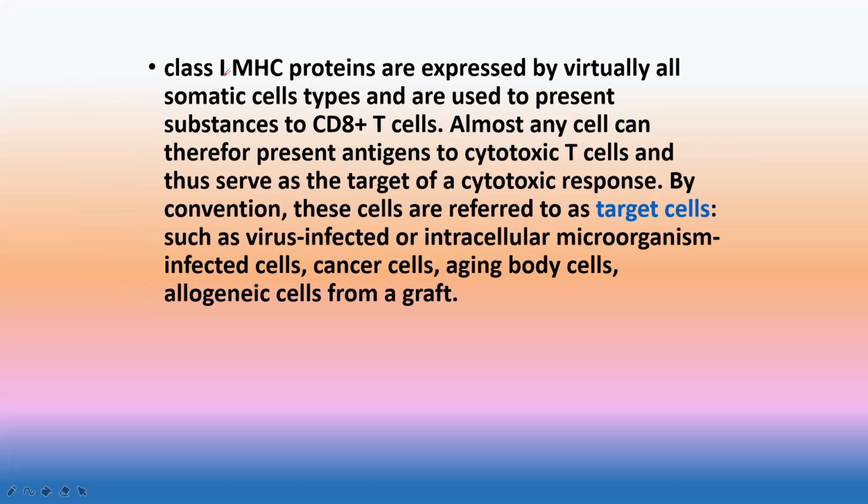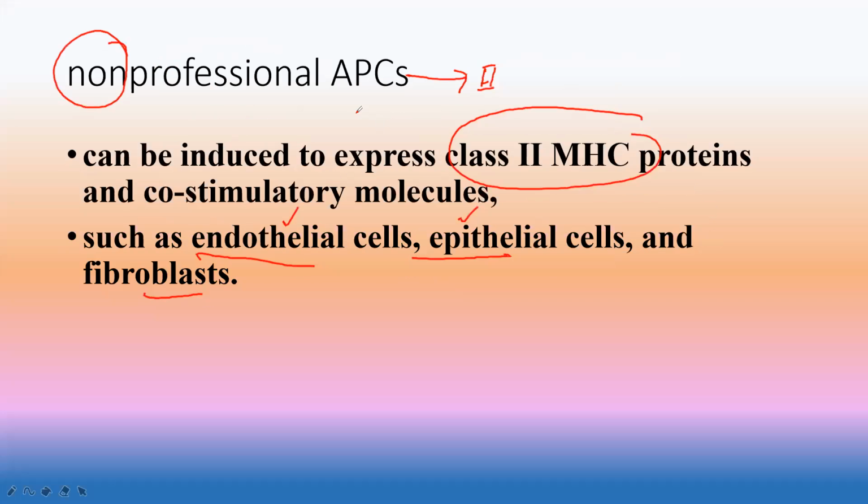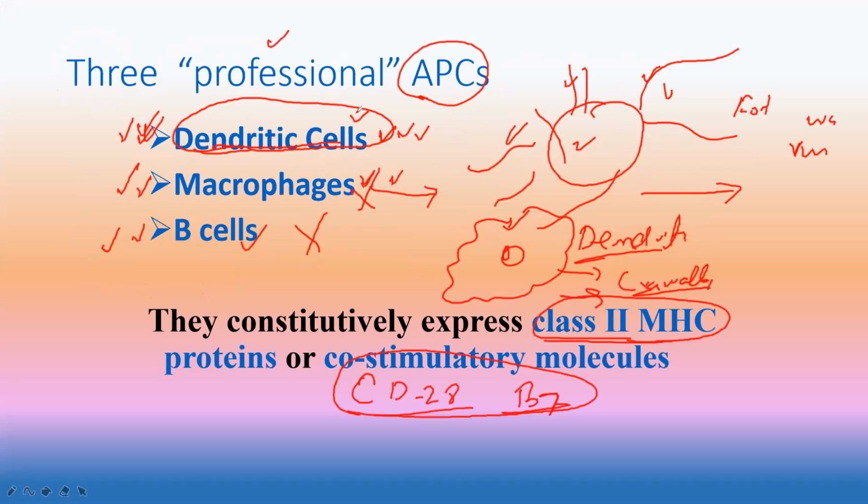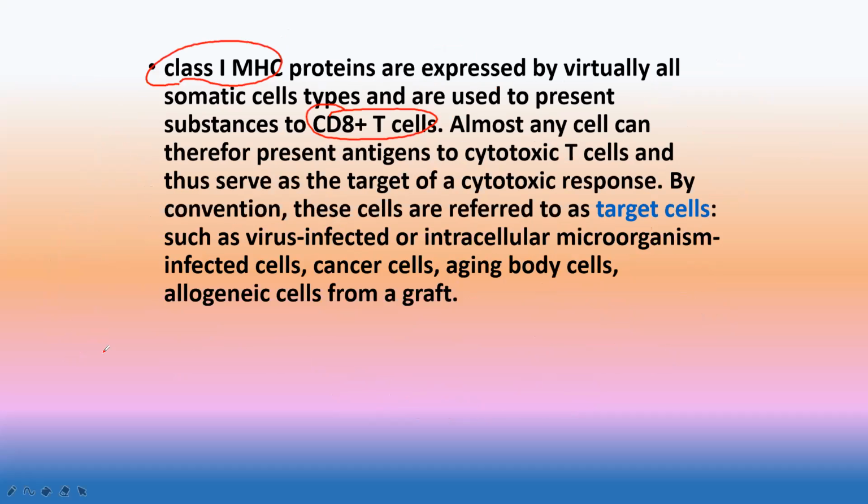MHC1 protein. What is the location of MHC1 protein? It presents antigen to CD8 cell. The antigen presenting cells use MHC2 and give antigen to CD4 cell. All body cells, somatic cells, have MHC1 expressed, and they present antigen to CD8. Understand?